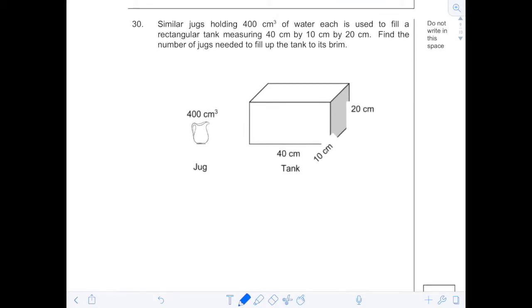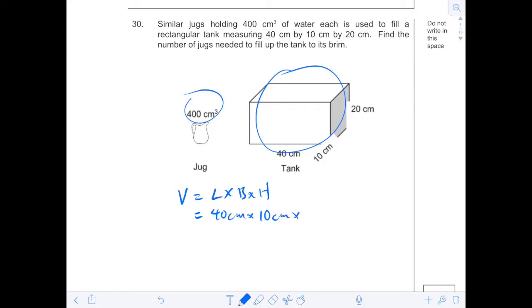Okay, so what we need to do now is we need to find the volume of this tank, and then after that we just need to divide it by the capacity of the jug. Okay, then to know how many jugs that you have. So volume equals to length times breadth times height, right? So the length will be 40, breadth will be 10, height will be 20.